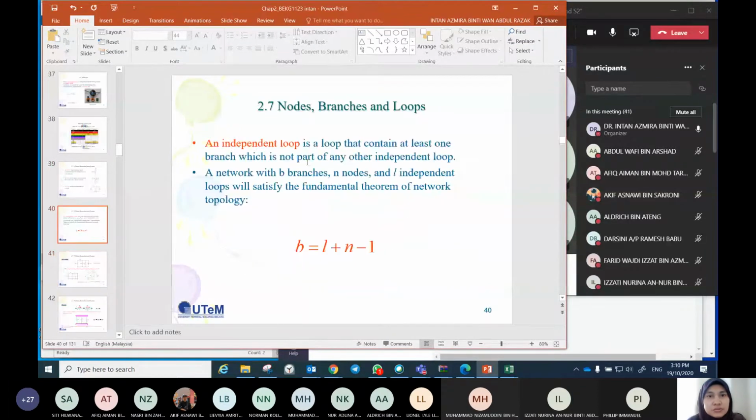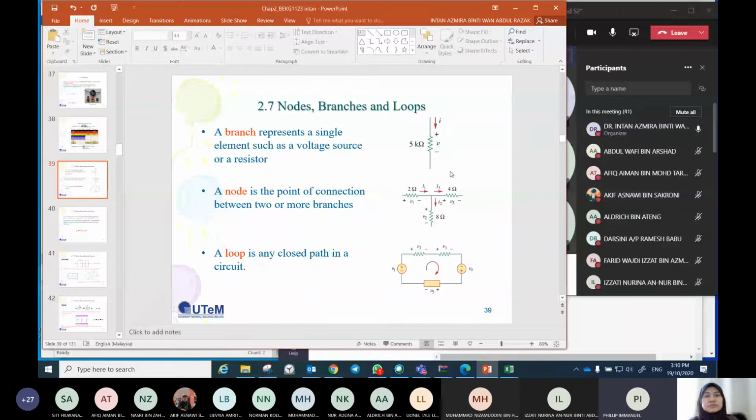Okay, can you understand nodes? Not quite. Node. Okay, branch is a single element. Each path containing an element is considered as a branch. Node is the point of connection between two or more branches. So this is a branch because it has one element. This is a node. It is a connection between two or more branches.